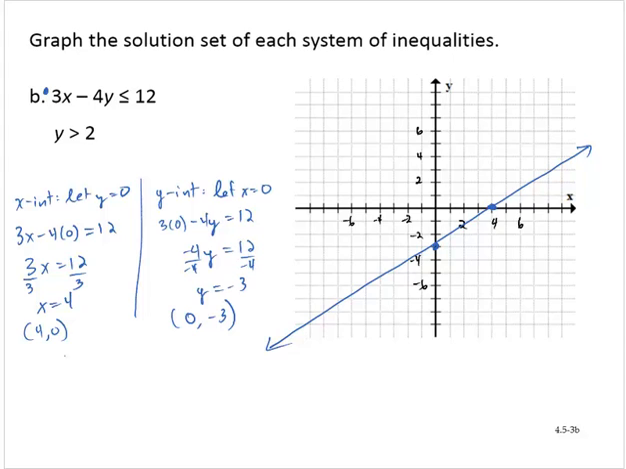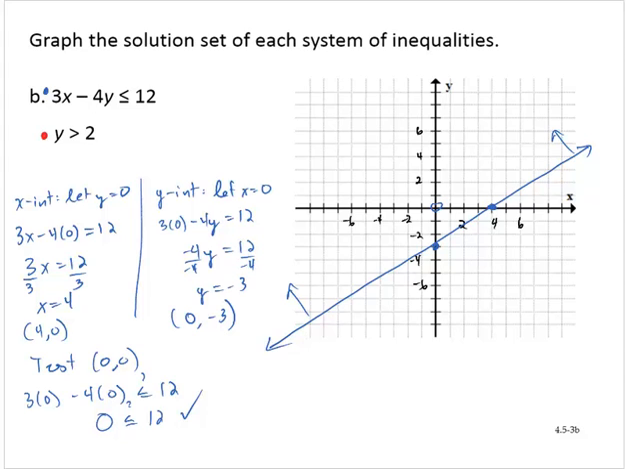What should we test? Well, the line doesn't go through the origin. Let's test the origin. Testing (0, 0): is 3 times 0 minus 4 times 0 less than or equal to 12? Going through the arithmetic on the left, we get 0 subtract 0, which is 0. Is that less than or equal to 12? Yes, it is. So for that individual inequality, we would shade the region containing (0, 0).